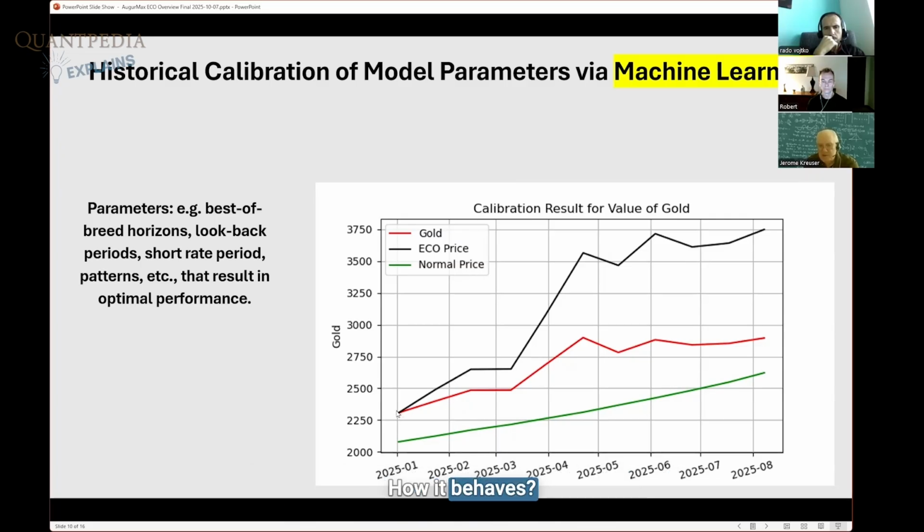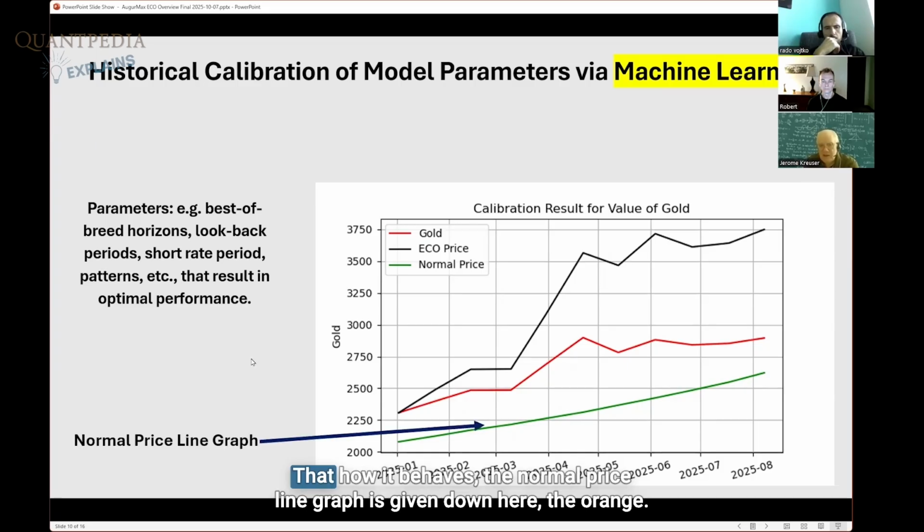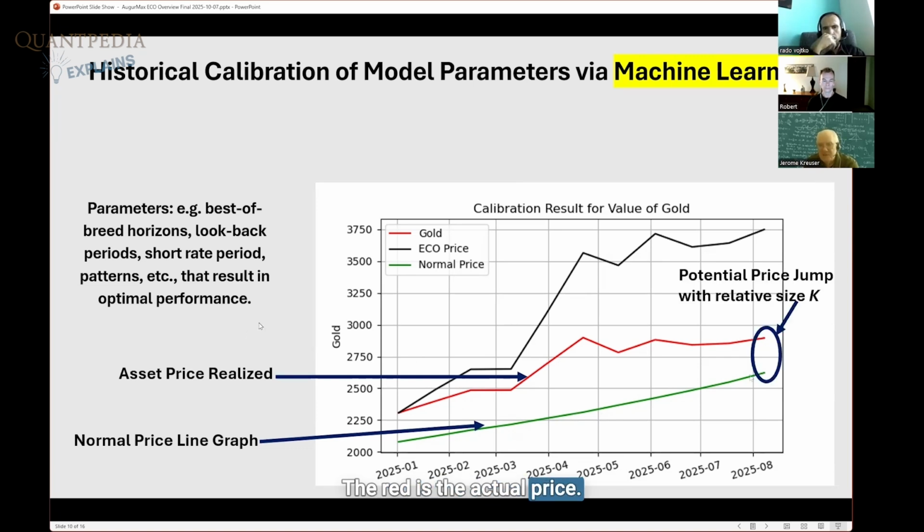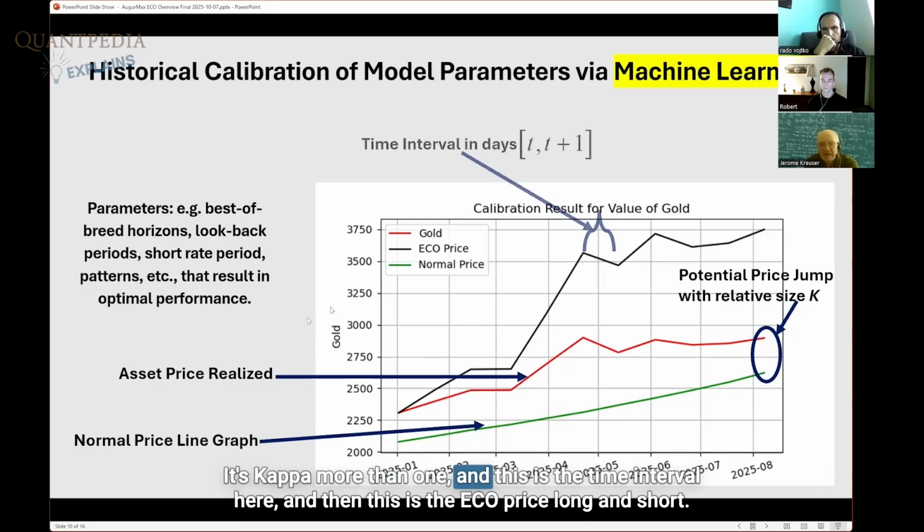And how it behaves is the following. The normal price line graph is given down here, the orange. The red is the actual price. This is the potential jump size at this point if kappa were 1. And this is the time interval here. And then this is the echo price long and short.